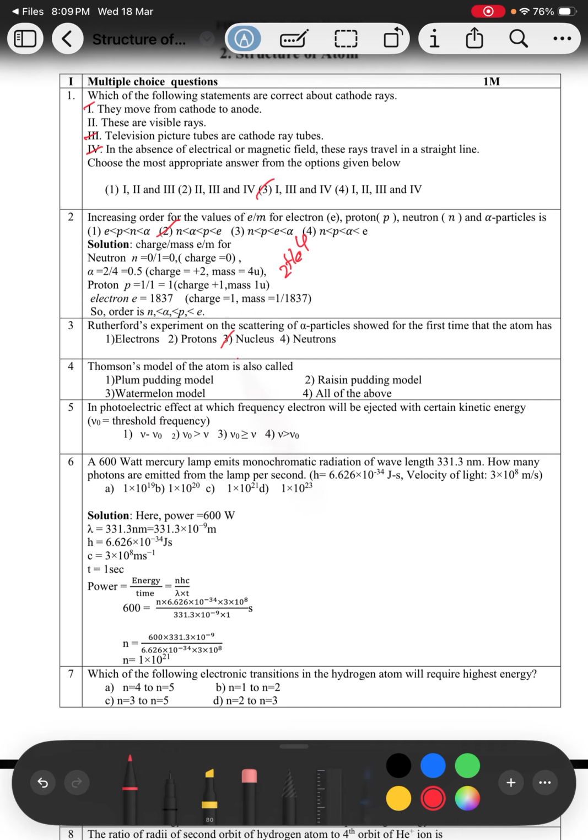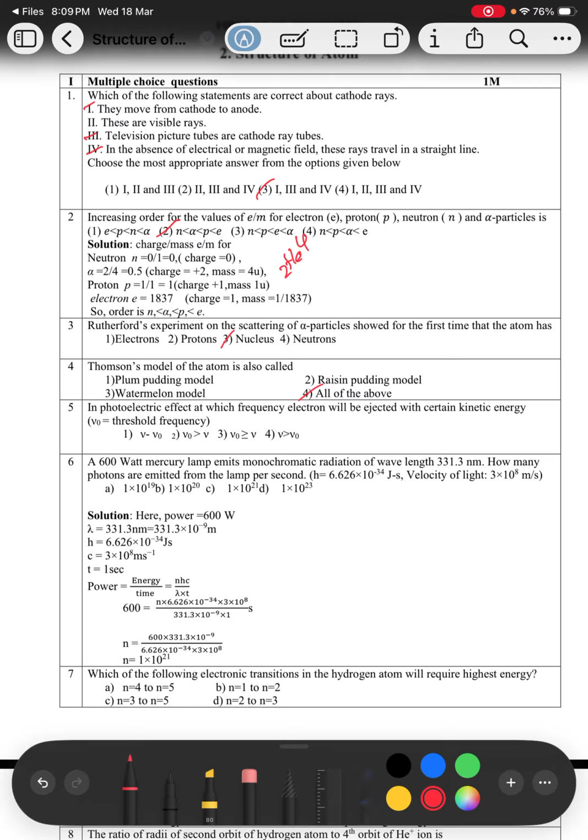Thomson model is also known as plum pudding model, correct one, raisin pudding model, correct one, watermelon model. So Thomson model is known by all these three names. So answer is 4, all of the above.